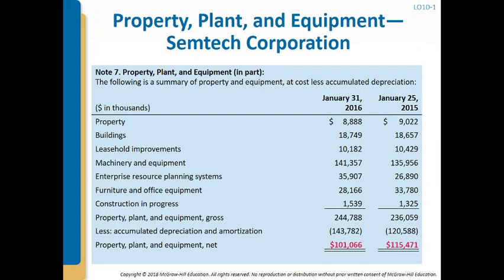All right, so here's an example of a note that's included in a company's financial statements. It explains in more detail what property, plant, and equipment is made of. I'm sure in the financial statements, it's probably just a one-line number that says property, plant, and equipment gross 244 million 788 less accumulated depreciation 143 million 782 for a net PP&E of 101,066. But this is, of course, full disclosure. That's what you're trying to do in the notes. So they've expanded to give a full accounting of each category of property, plant, and equipment.